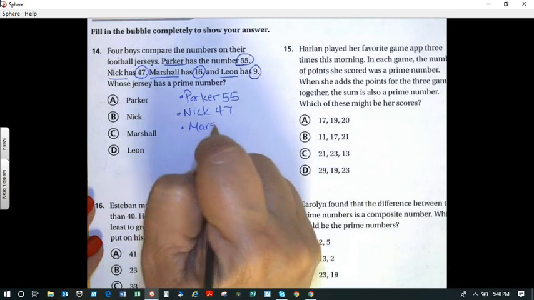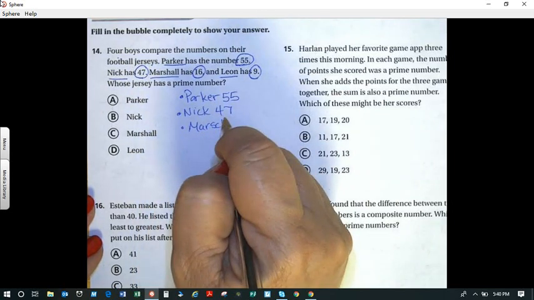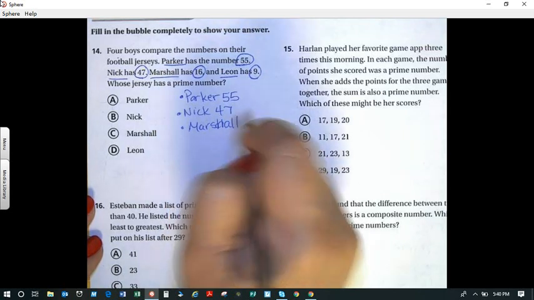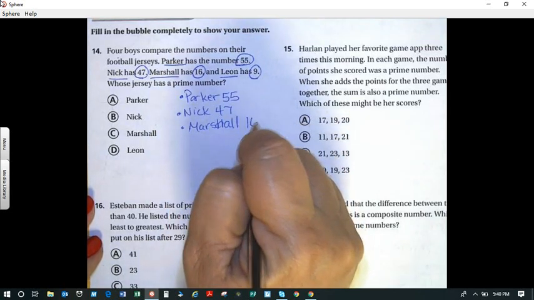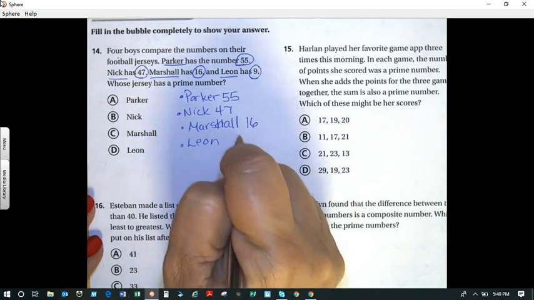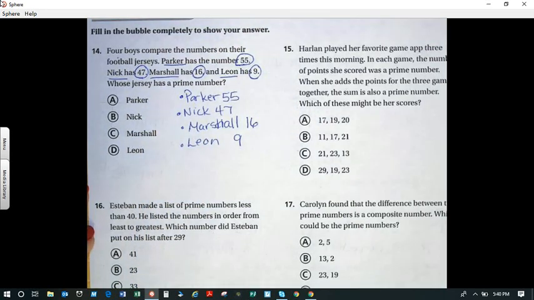Marshall, oops, I misspelled his name. Marshall, sorry. Sorry, Marshall, 16. And Leon, 9. Okay, so I'm going to go with what I know.